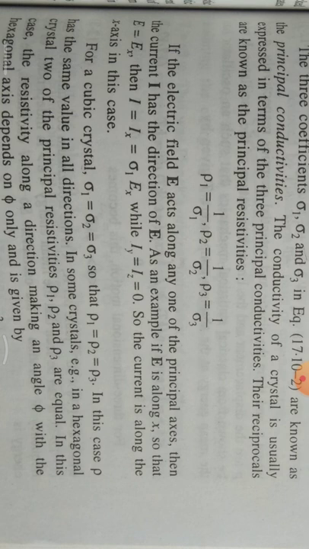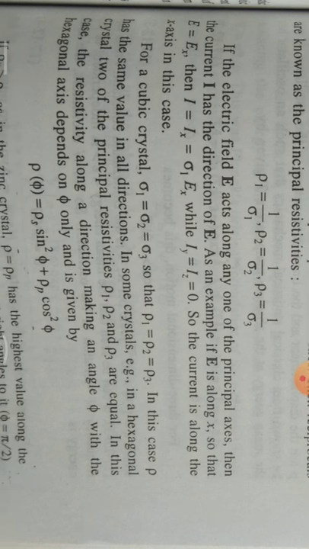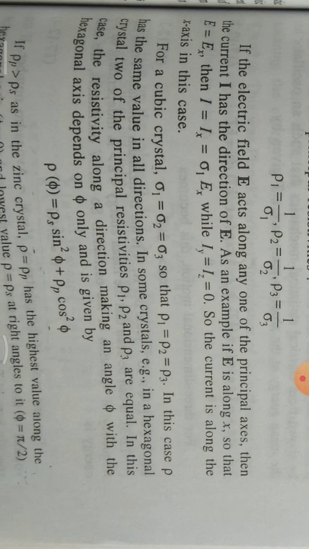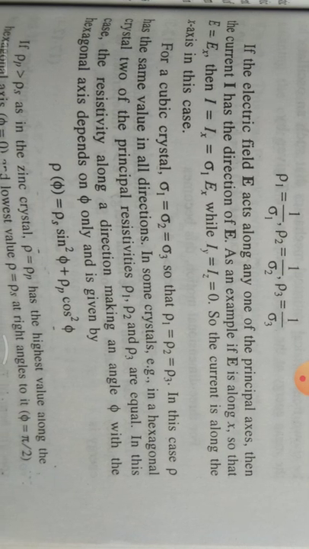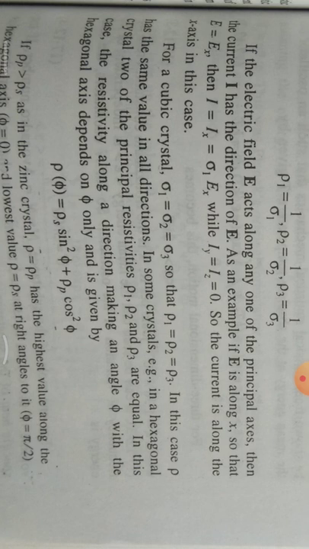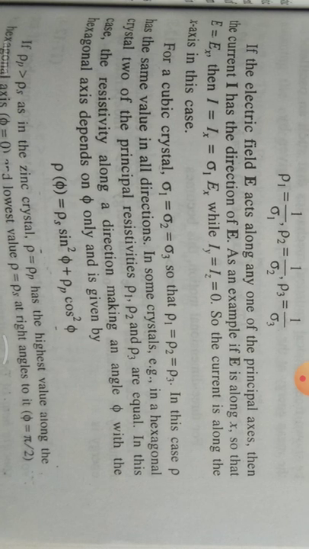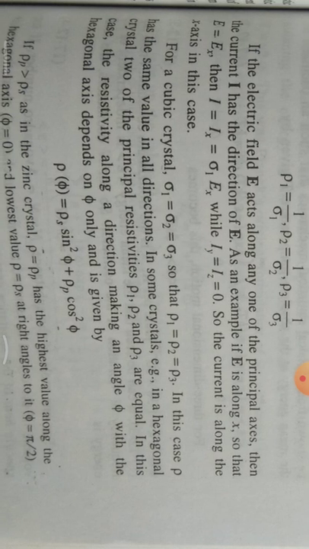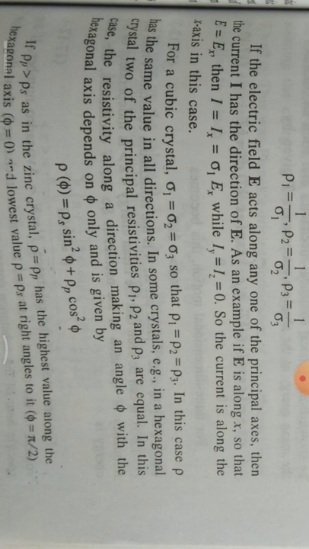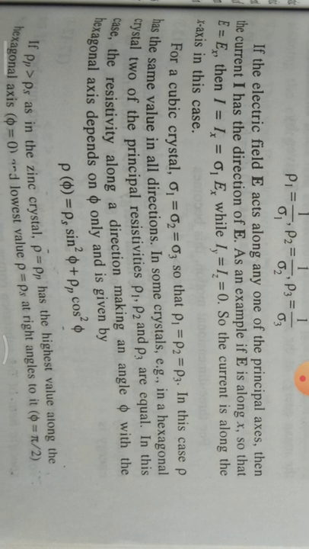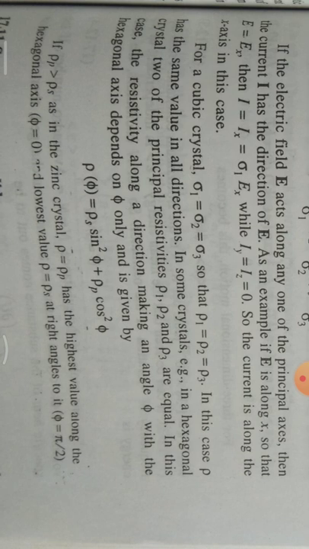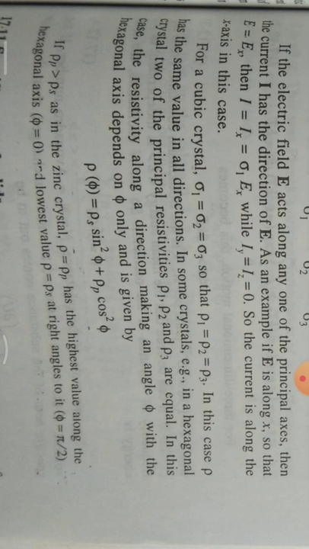If the electric field E acts along any one of the principal axes, then the current I has the direction of E. As an example, if E is along X, so that E is equal to Ex, then I is equal to Ix is equal to sigma 1 Ex, while Iy is equal to Iz is equal to 0. So the current is along the x-axis in this case.